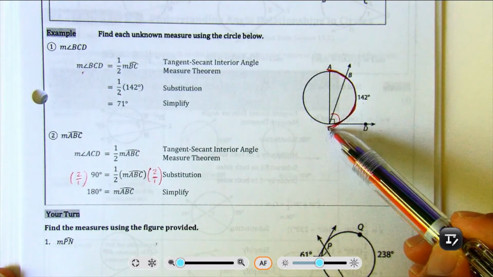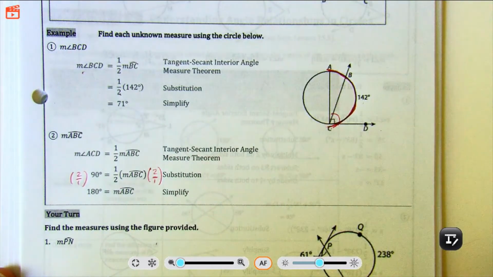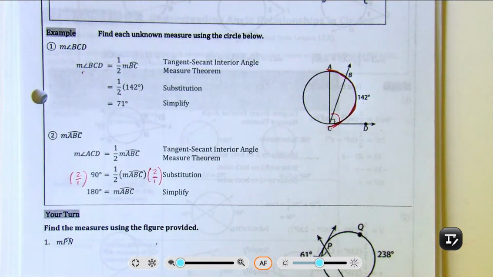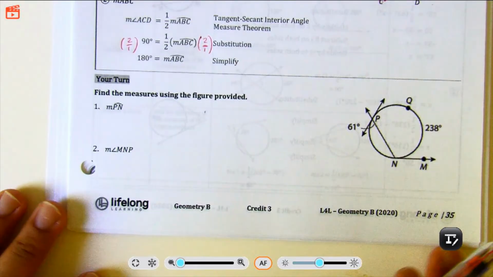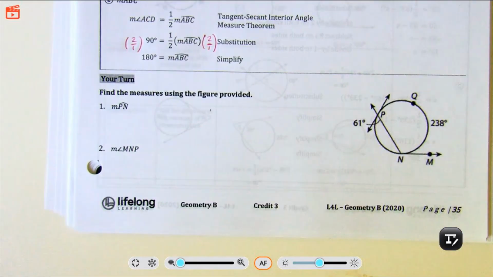Then let's look at these two problems together. And if you want to pause the video to try this on your own, please feel free to do so. For number one, they want us to find out the measurement of arc PN. Okay, so the measurement of arc PN is here.